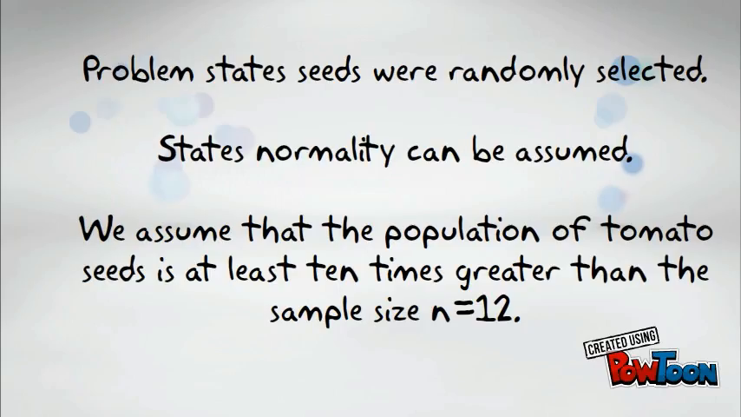The problem stated that the seeds were randomly selected and that normality can be assumed. We will have to assume that the population of tomato seeds is at least 10 times greater than the sample size used, which is 12.